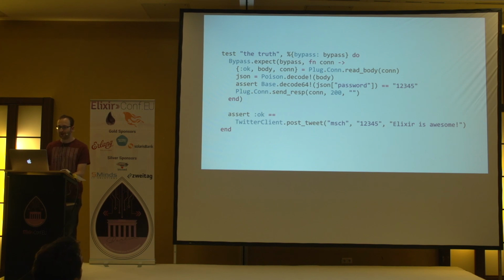And you can do more advanced things, like I actually want to check that the password is base64 encoded, because it's very important. So I just read the body, decode the JSON, and assert this. I can use assert and assert_received and all this in there.